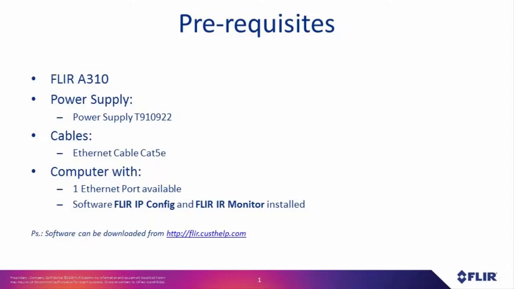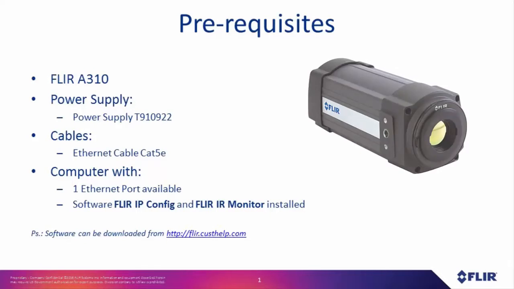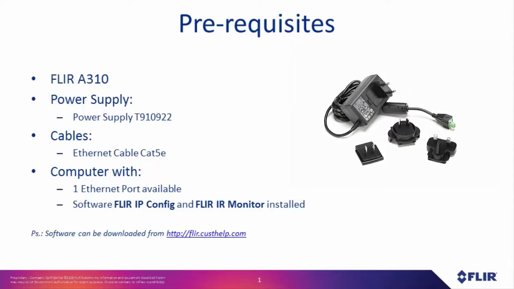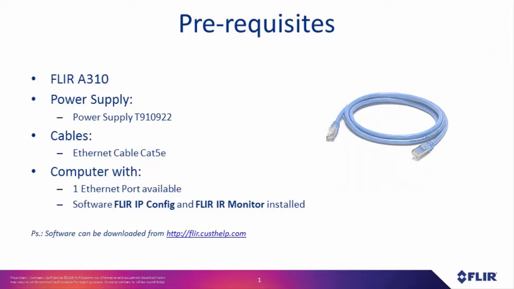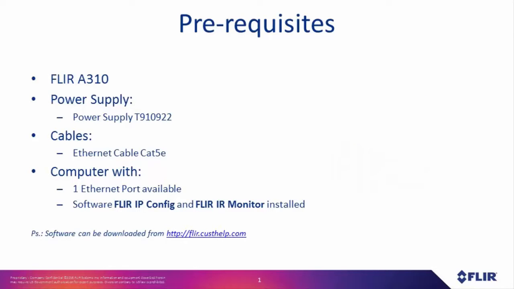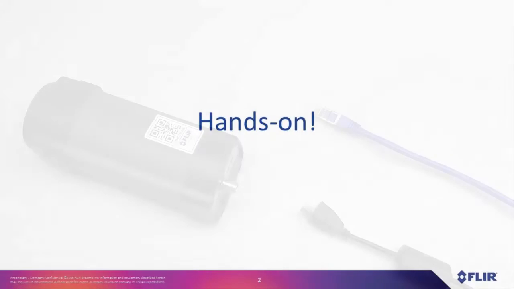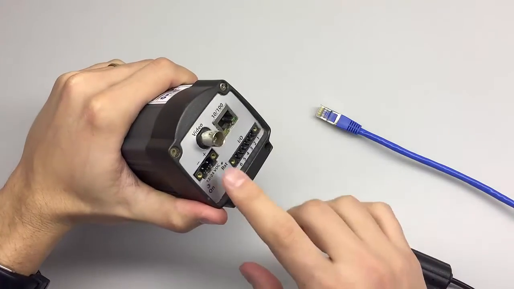Let's get started. You will need the FLIR A310 camera, the power supply that comes with it, one Ethernet cable, and a computer with FLIR IP Config and FLIR IR Monitor installed.